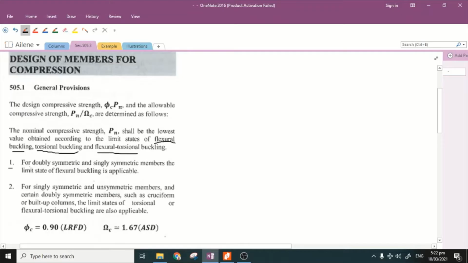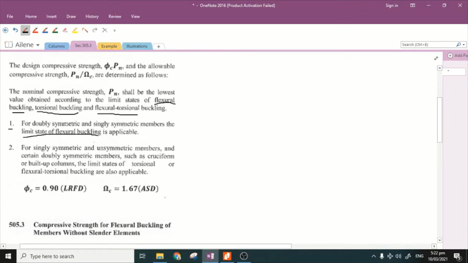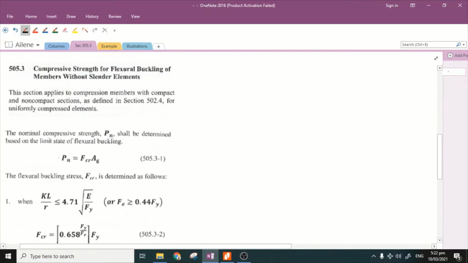So, here in number 1, it is indicated that for doubly symmetric and singly symmetric members, the limit state of flexural buckling is applicable. So, let us focus first on number 1, on the purely doubly symmetric members. Because number 2 is for singly symmetric and unsymmetric members, and certain doubly symmetric members such as cruciform or built-up columns. So, we stay here first. Let's not complicate the discussion. We focus here, so let's proceed.